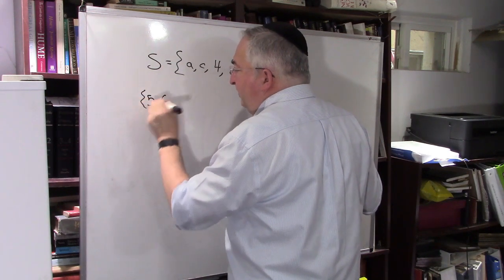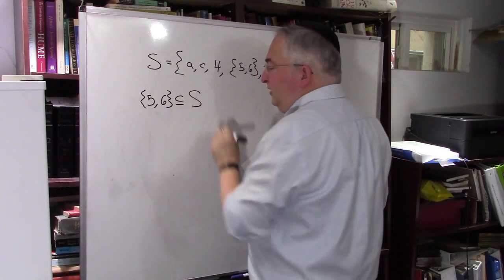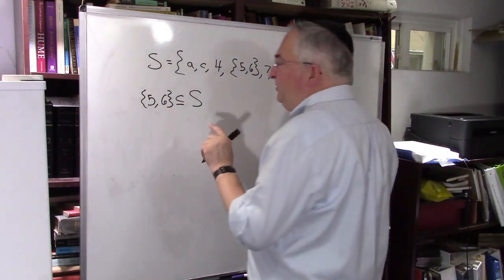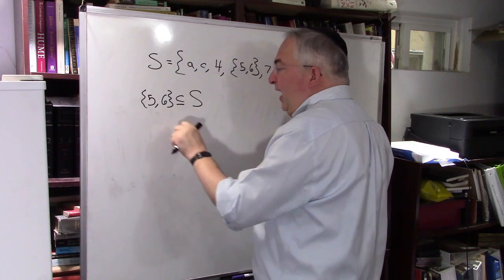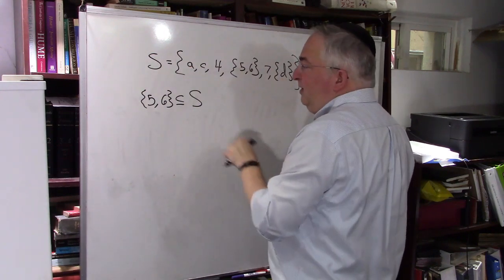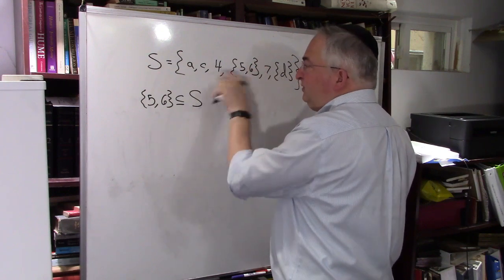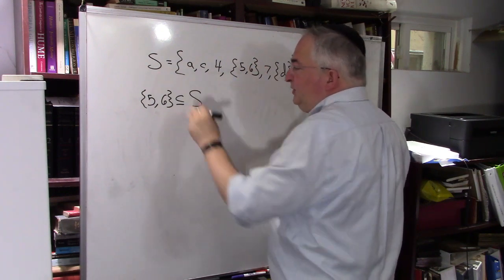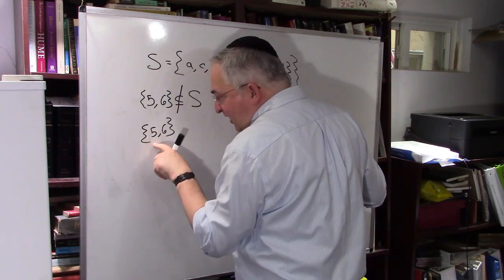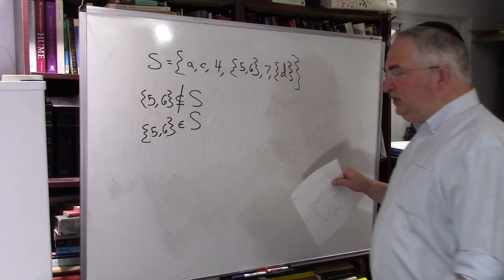For example, the set {5, 6}, is that a subset of S? Is it a subset? And the answer is no. Why? Because what does it mean to be a subset? Well, here's a set, and every element of this is an element of this. Well, 5 is not an element of this big set. 5, 6 is out. So this is not true. What is true is {5, 6}, the set containing 5, 6, is an element of S. So that's an interesting distinction.